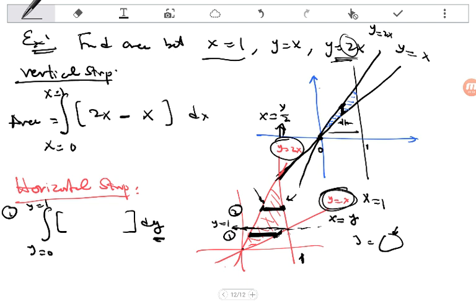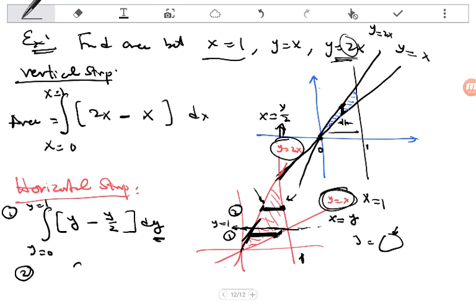So now for this strip, the right curve will be x, will be y, and the left curve will be y over 2. This is the first part.